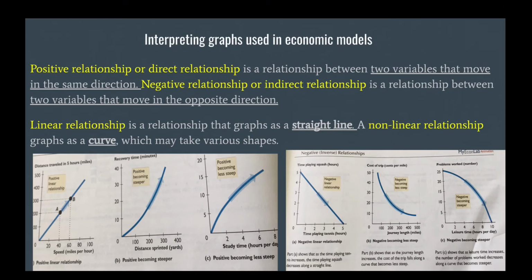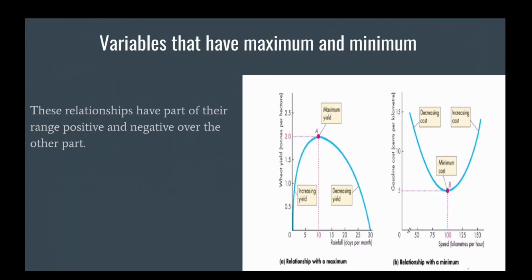A graph can also have a linear relationship and a non-linear relationship. A linear relationship is a relationship that graphs as a straight line, whereas a non-linear relationship graphs as a curve, which may take various shapes. The graph about variables that have maximum and minimum. These relationships have part of their range positive and the other part negative, which you can see in the graph.